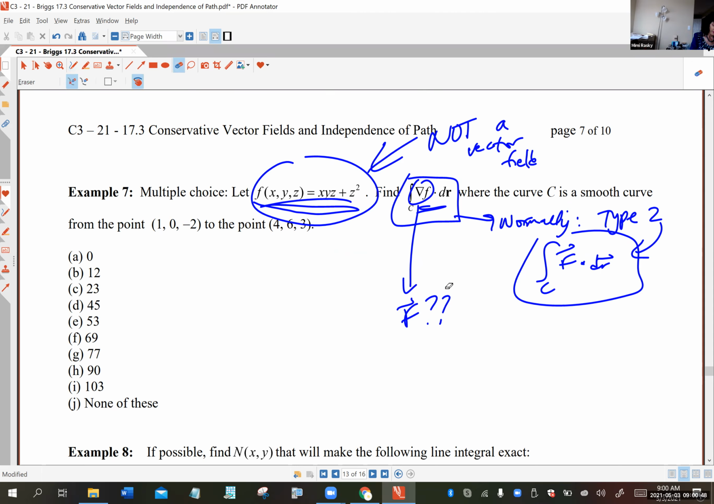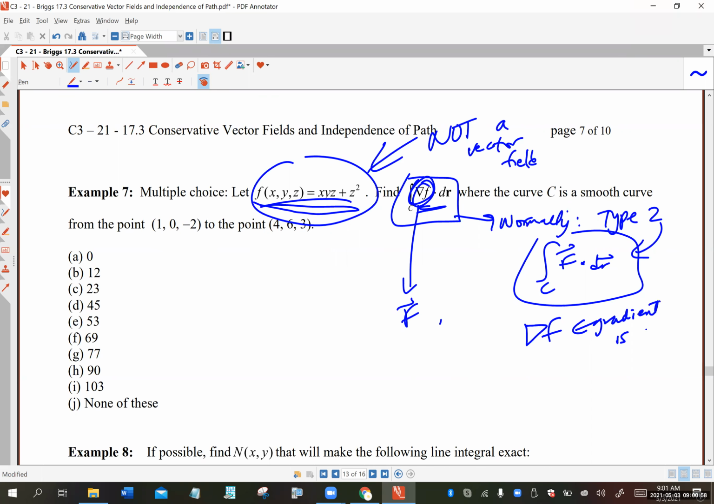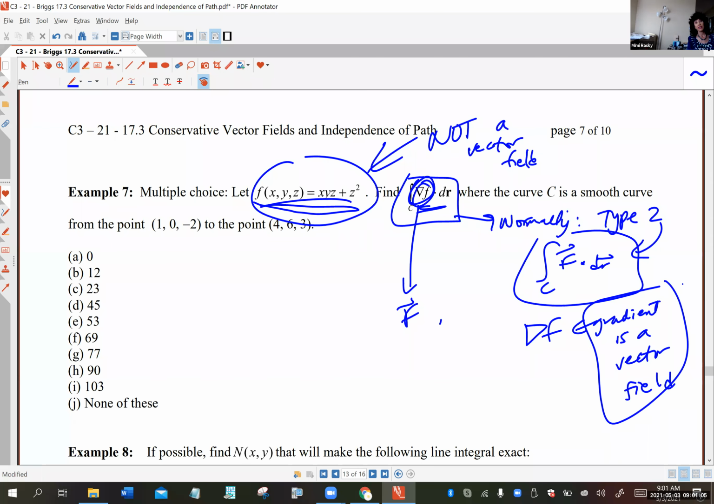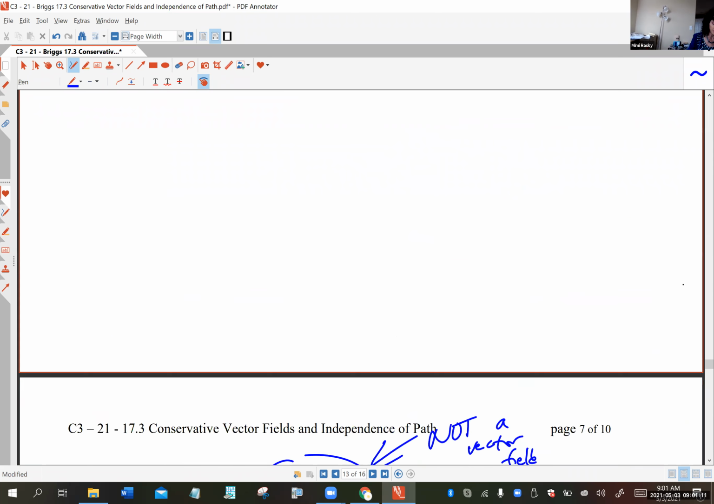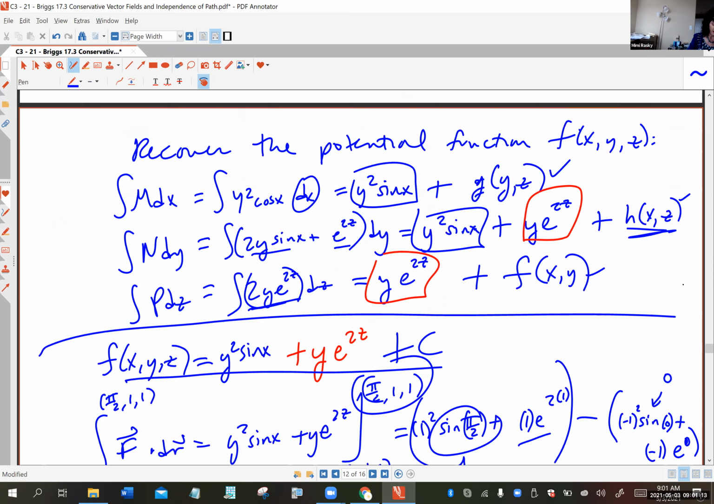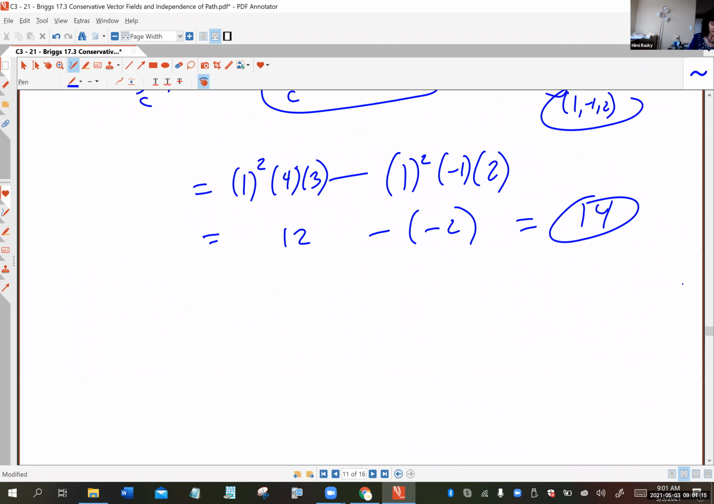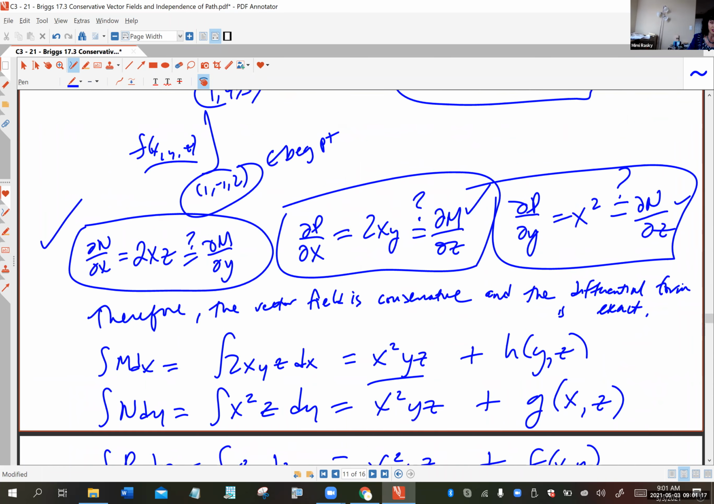So what are they saying? They're saying that this is a vector field. Remember, gradient is a vector field. Hello, are you guys awake? If you don't get this, you're gonna blow it. The great students are able to make these connections in their mind. A gradient is a vector field. And folks, what have we been doing here? Finding the potential function for these vector fields, because they're conservative.